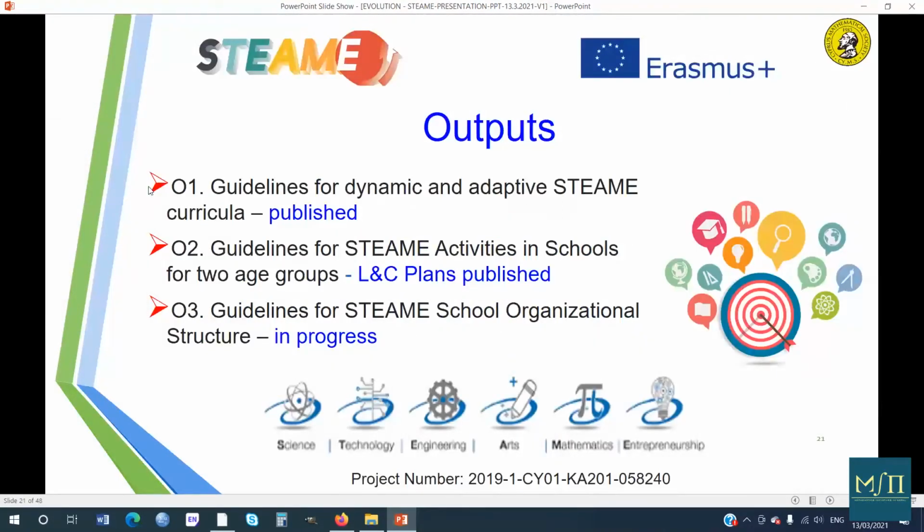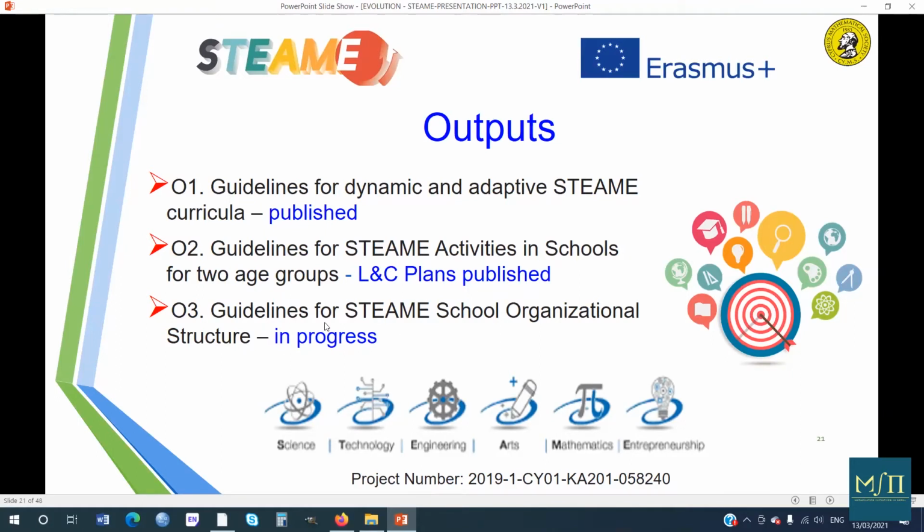And the outputs, which we're already publishing, is the guidelines for a dynamic and adaptive STEM curriculum. And it's already published, and I have a link for you here, but I will take you to the website in a few minutes. Guidelines for STEAM activities in schools for 2 age groups. So we're separating ages 10 to 14 and 15 to 18. We have developed learning and creativity plans for this, and I will show you where to find them.